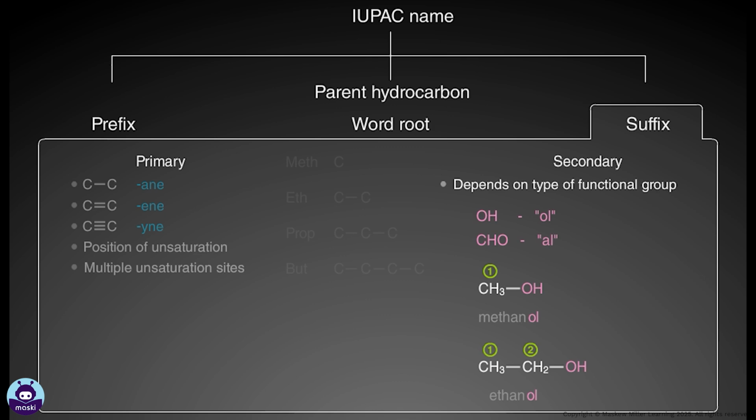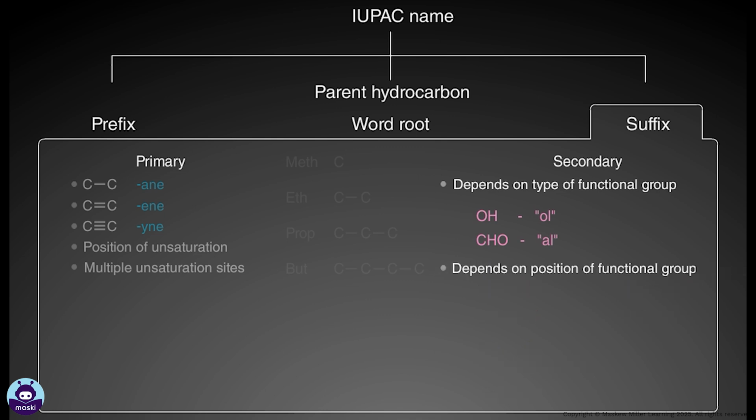Now let us consider an aldehyde. If we have a CHO group connected to the main chain, as in CH3CHO, the e in the primary suffix is replaced by -al, and the name ethanal is obtained. Note that the C atom, which is part of the functional group CHO, is a part of the main carbon chain. Hence the word root is eth and not meth.